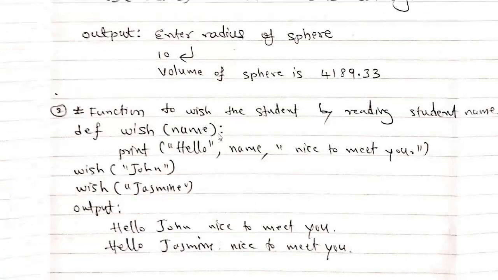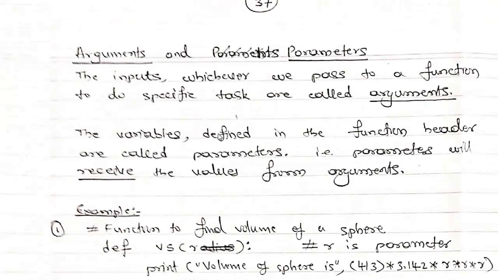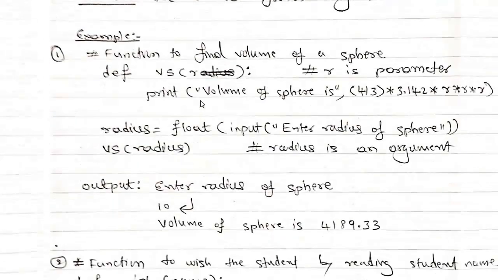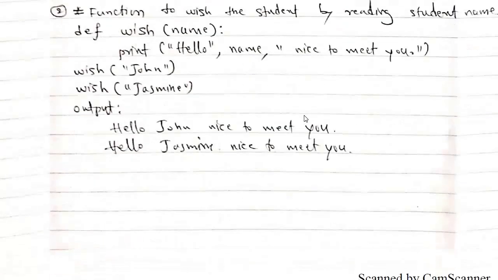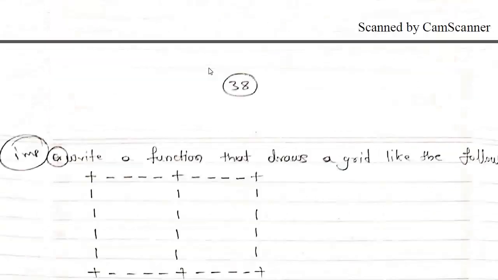Means for that question, if you explain like this: the inputs whichever we pass to a function to do a specific task are called arguments during function call. The variables defined in the function header are called parameters. Parameters will receive the values from arguments. By looking at these examples, I think you understood. Write in your own way. Don't forget to give examples. Don't forget to write comments. If you do so, the evaluator will be happier, because of which you get very good marks in the examination.